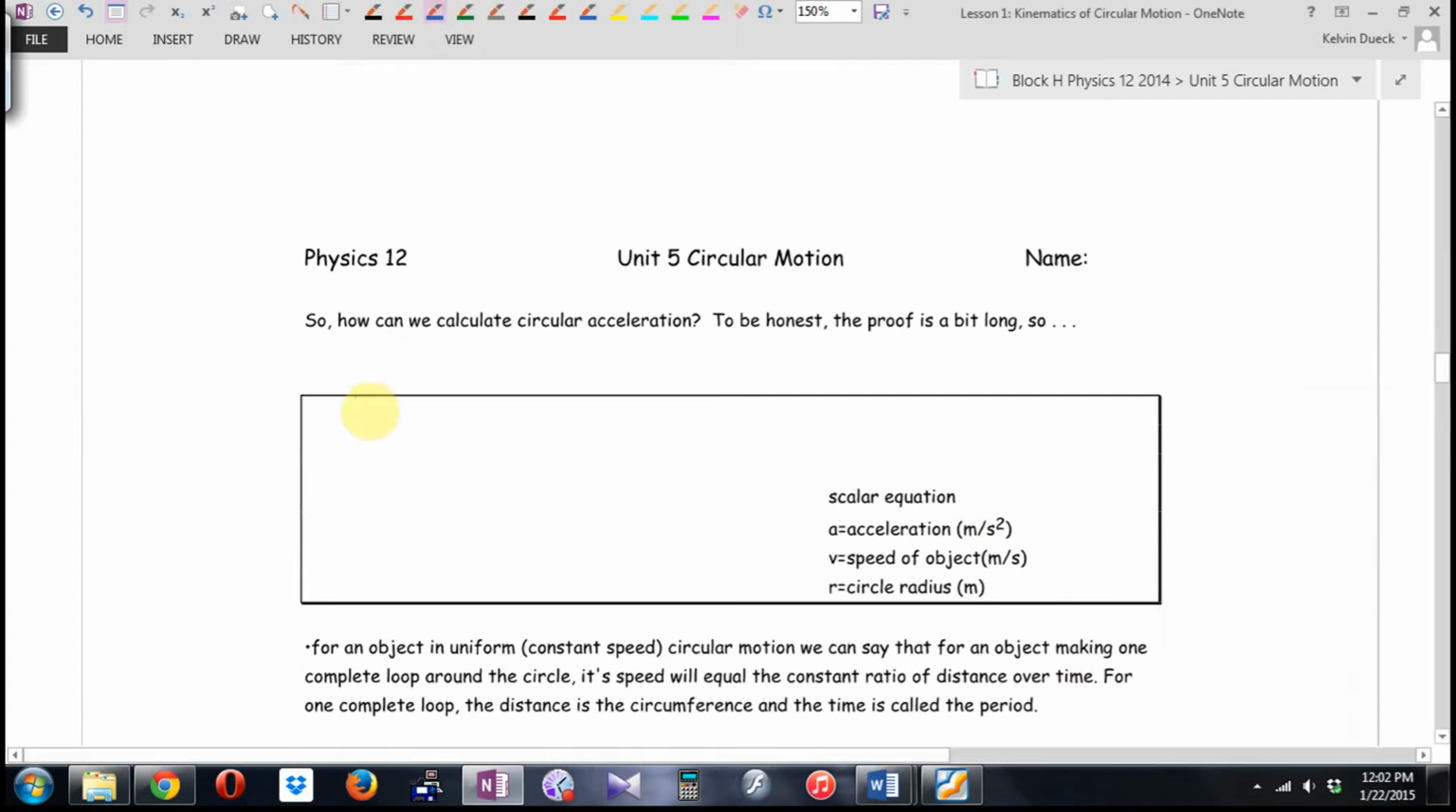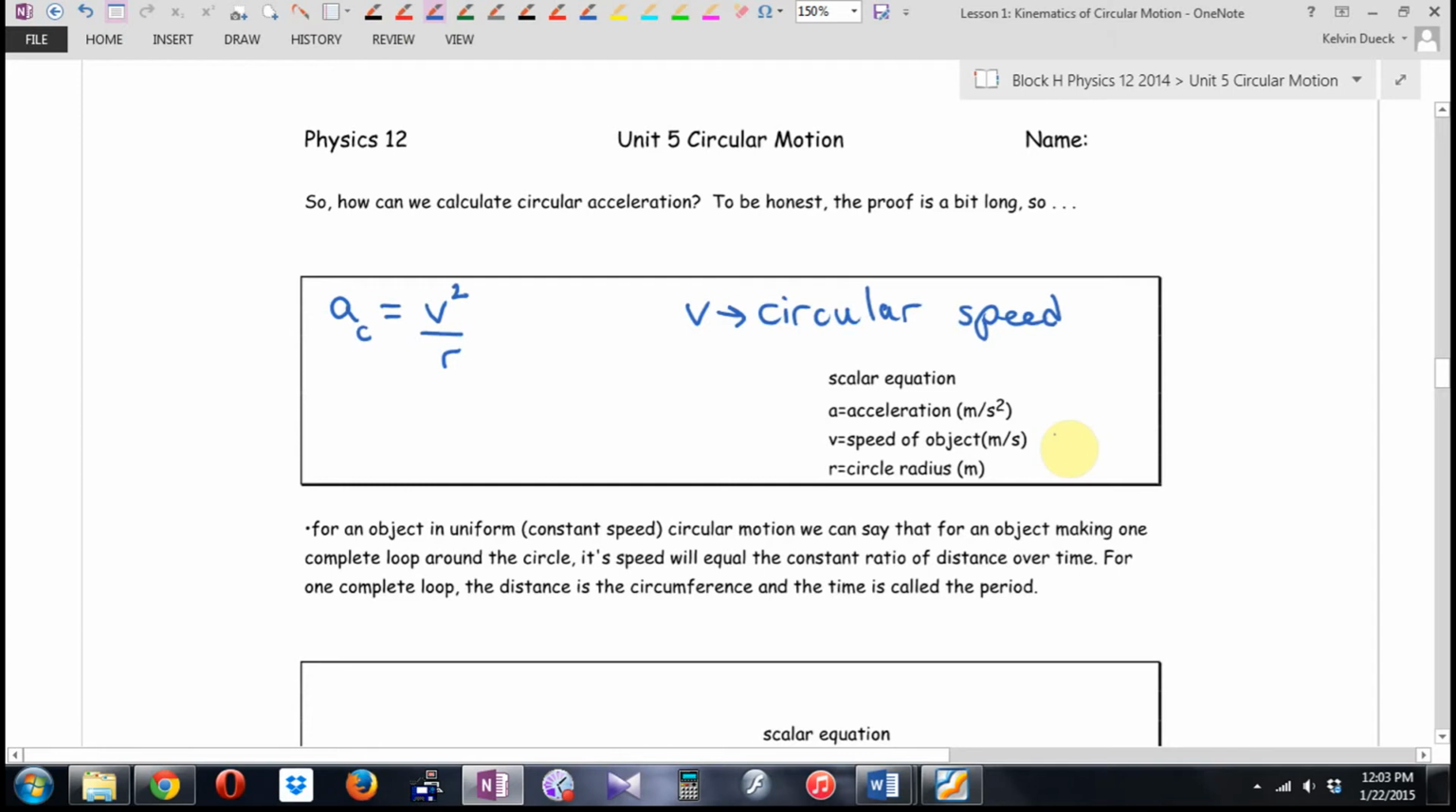If you're moving in a circle, A for acceleration, what I usually do is I add a subscripted C for centripetal or circular acceleration. And it's calculated by V squared over R, where V is your circular speed. It's the speed that you're traveling tangent to the radius. It's V squared over R.